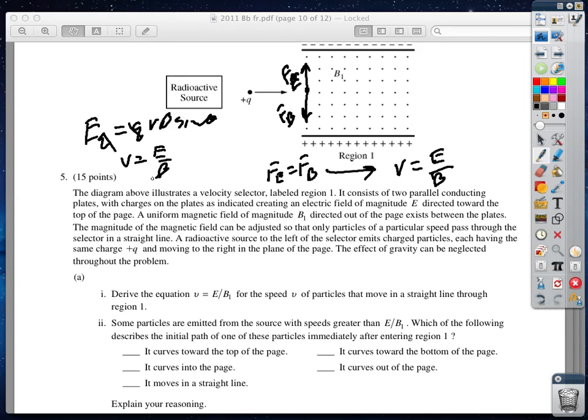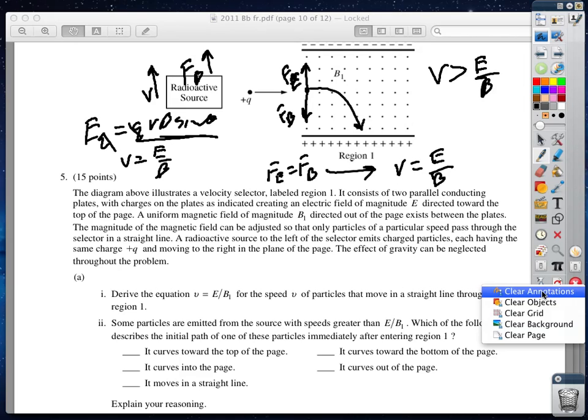And then for the second part, we said if we look at QVB sine theta, if V goes up, then FB goes up. Right? And since FB is pushing down, if V is greater than E over B, then that's going to result in this thing curving down. So that's the part I want to see.